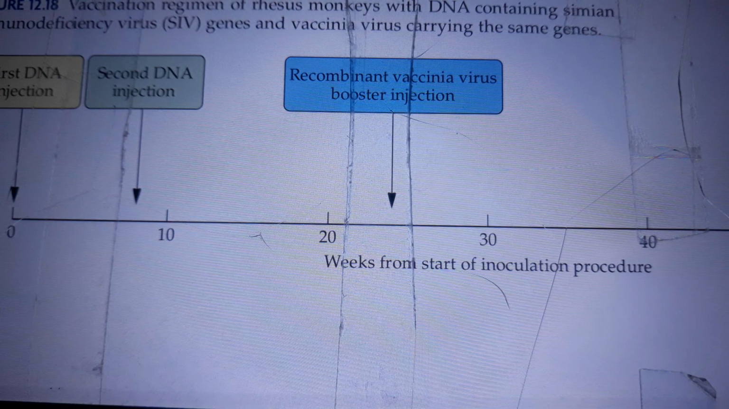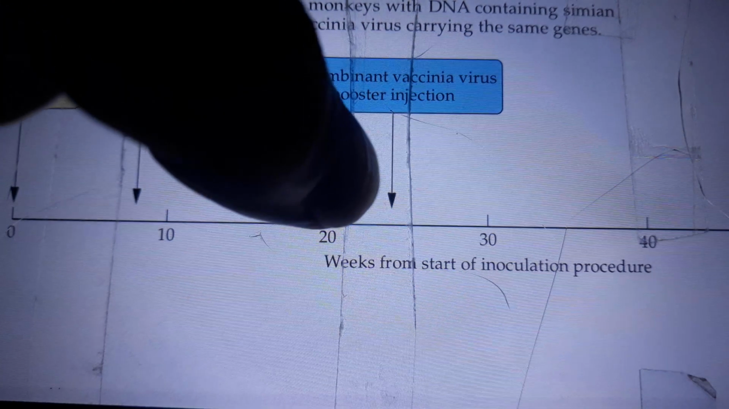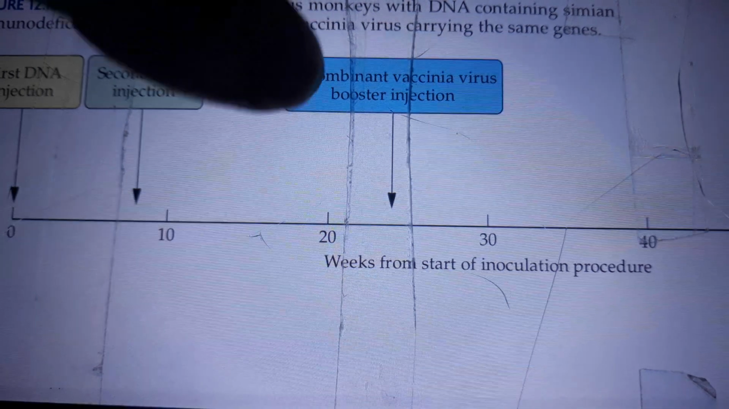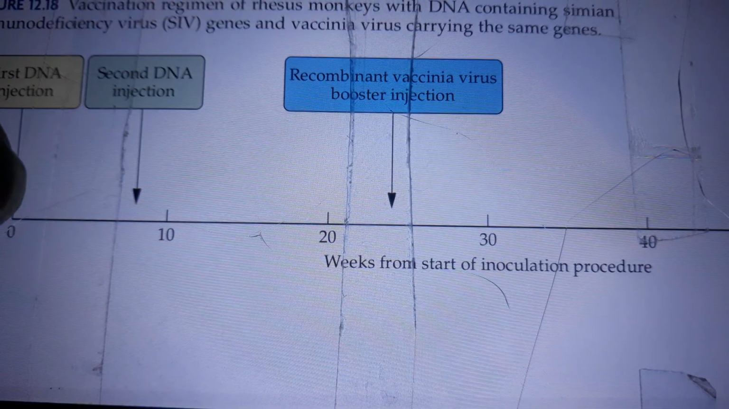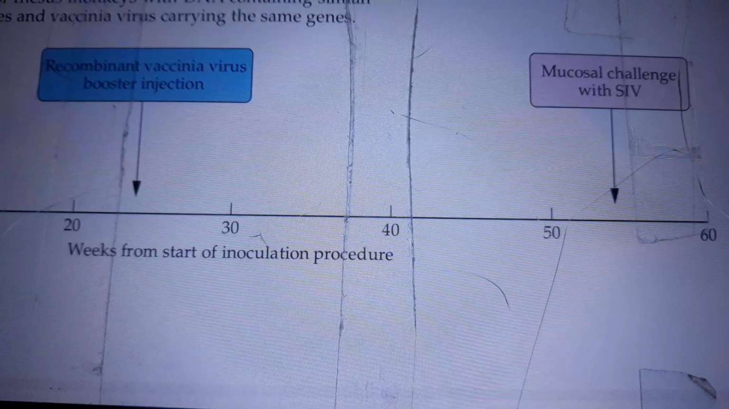Next is figure 12.18, which shows the vaccination regimen of rhesus monkeys with DNA containing simian immunodeficiency virus, SIV, genes, and vaccine virus carrying the same genes. The first DNA injection and second DNA injection at close to 10 weeks. At around 25 weeks, recombinant vaccine virus booster injection. Then you have mucosal challenge with SIV at around 50 plus weeks, right?